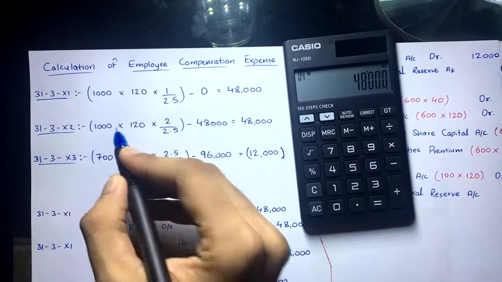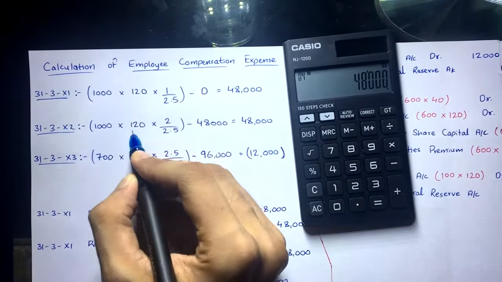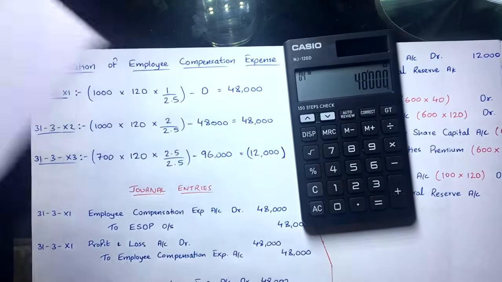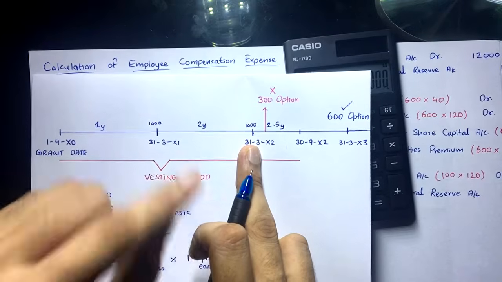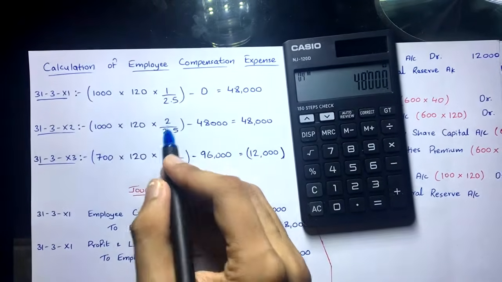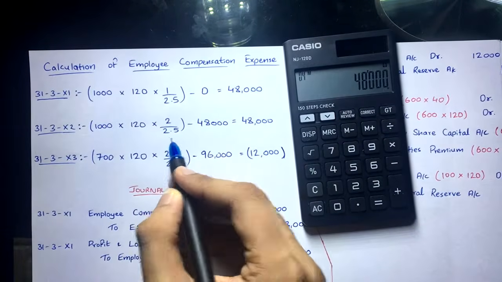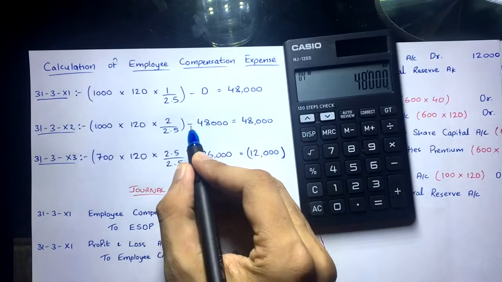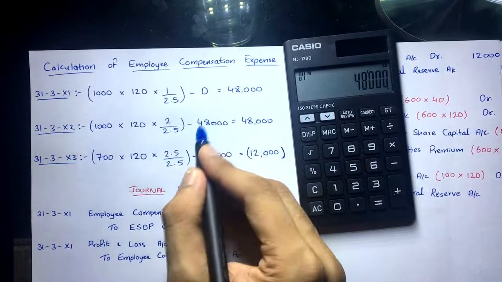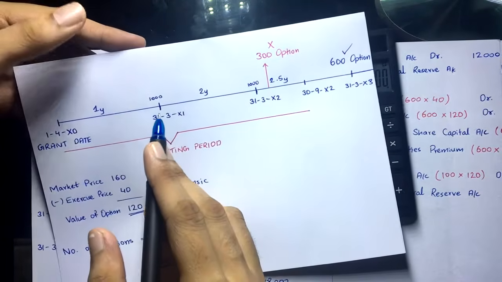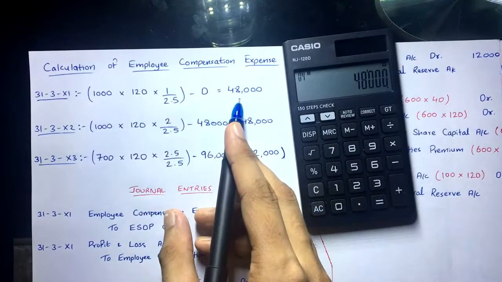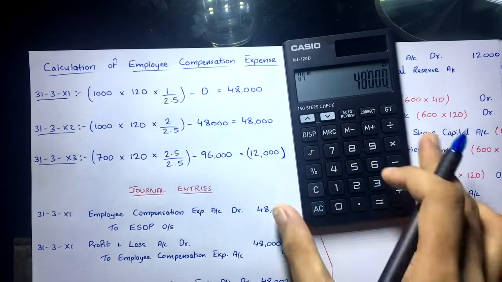So 1000 into value of option, this will never change, always constant, into the vesting period. At the end of the second year, what you're going to do? 2 years have passed divided by the total vesting period 2.5. Then what you have to do? Minus the expense that has already been recorded in the first year. At the end of the first year, you have already recorded 48,000 in the P&L. You have recognized the expense, so that you have to deduct.